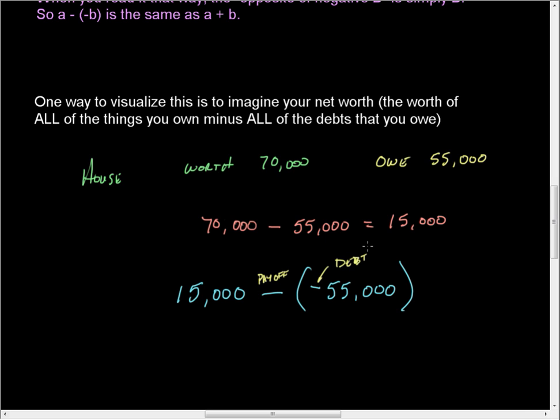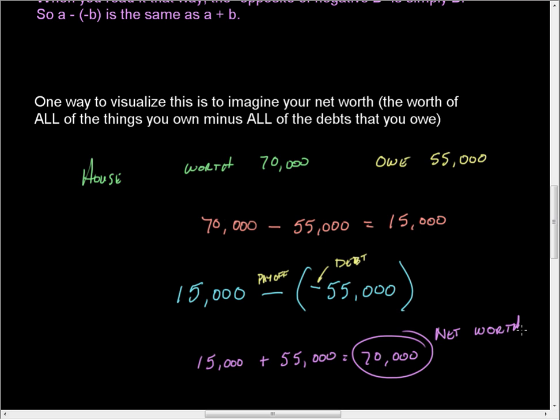then you'll find out that this is really 15,000 plus, because subtracting a negative means that you're just going to add them, plus 55,000 is equal to 70,000. And that's what my net worth would be if I paid off my house. And so you can see how you can build your net worth by simply paying off debts. And it all is actually quite simple.